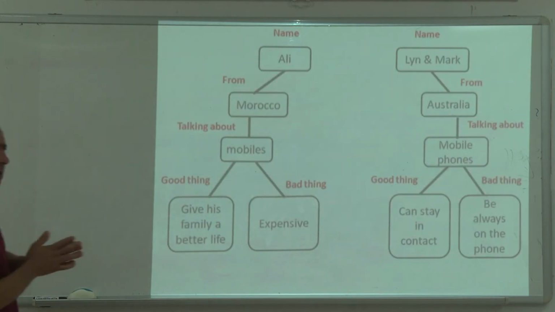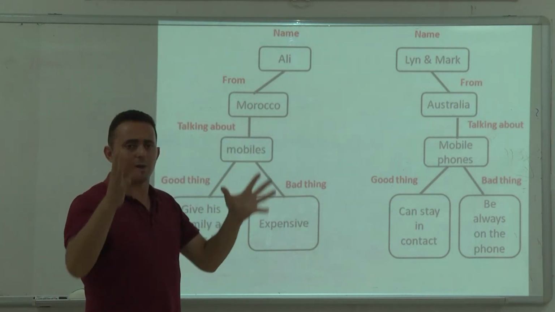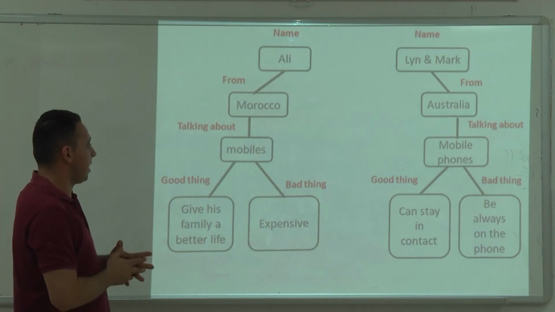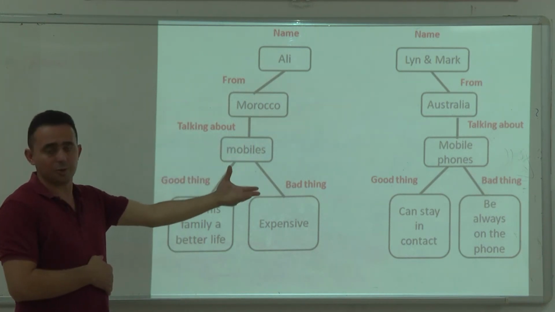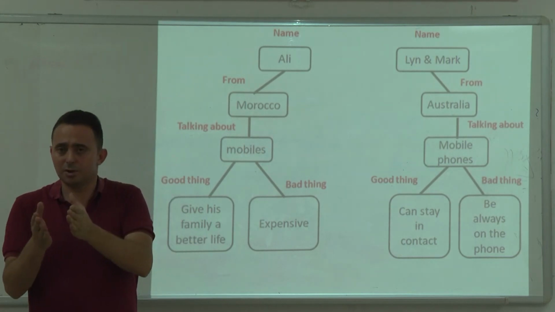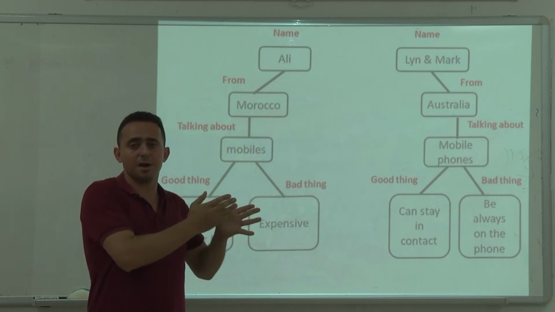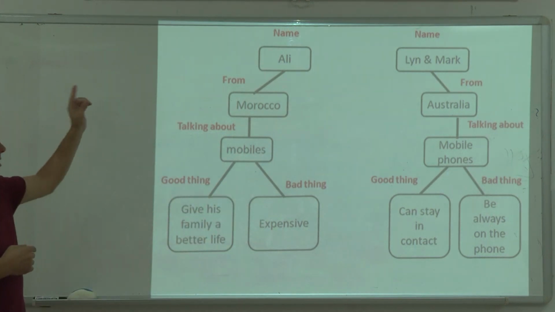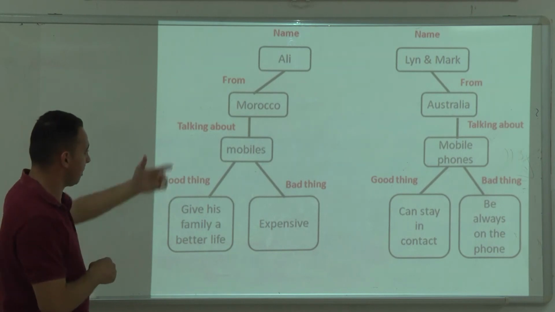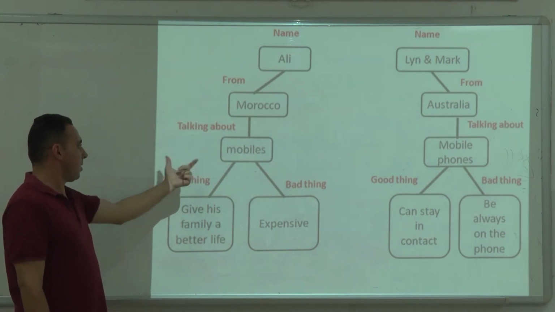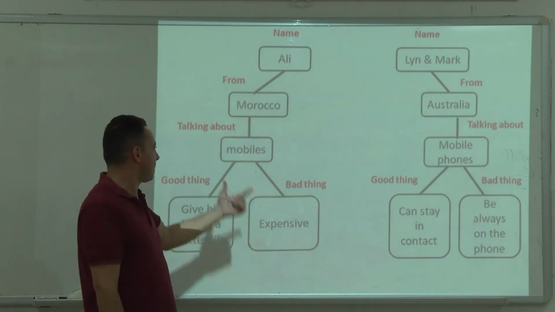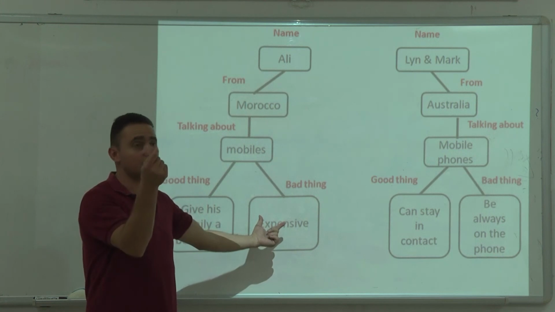Students, now we come to a summary of the whole reading passage. We have names of people and where they are from, and what they talk about: modern communications. Some of the people in the previous paragraphs say that modern communications are good for many reasons, and others say they are bad because of 1 and 2. So the name here is Ali, from Morocco. Ali talked about mobiles. According to Ali, the good thing about mobiles is that they give his family a better life. The bad thing is that mobiles are expensive. They cost a lot of money.